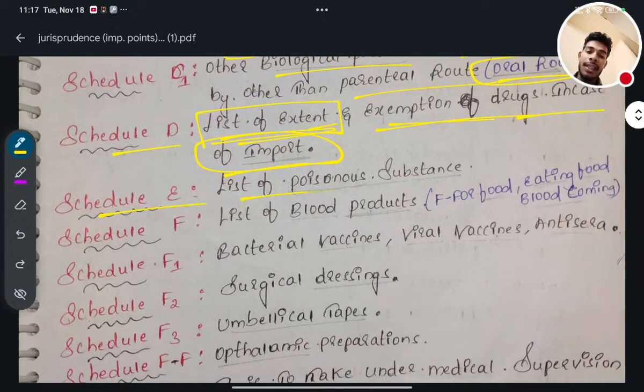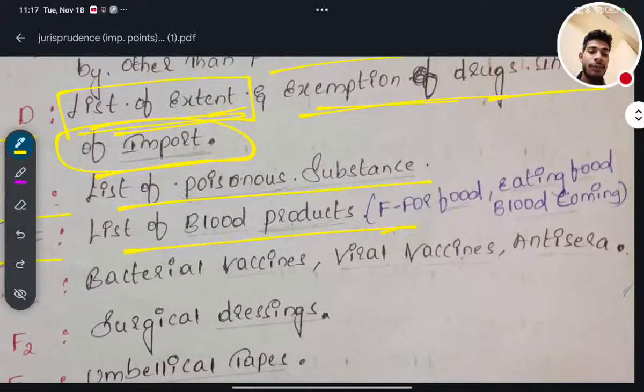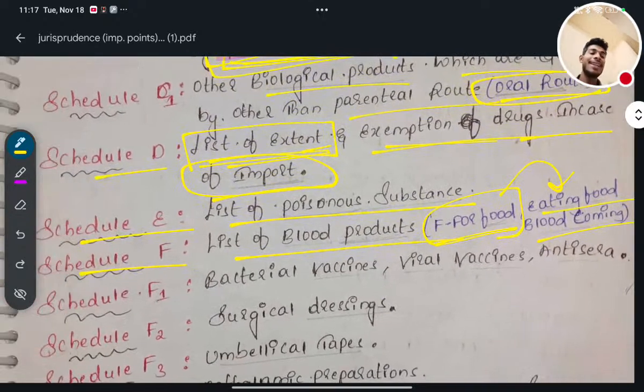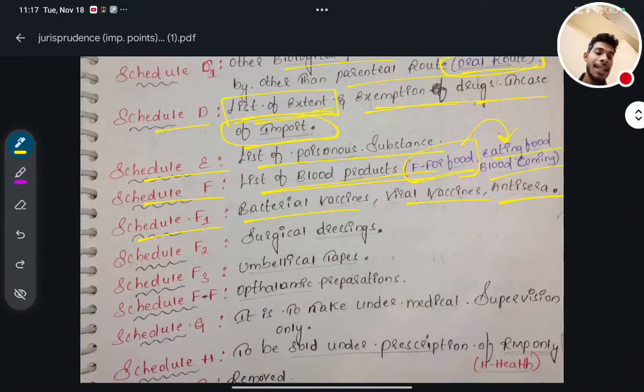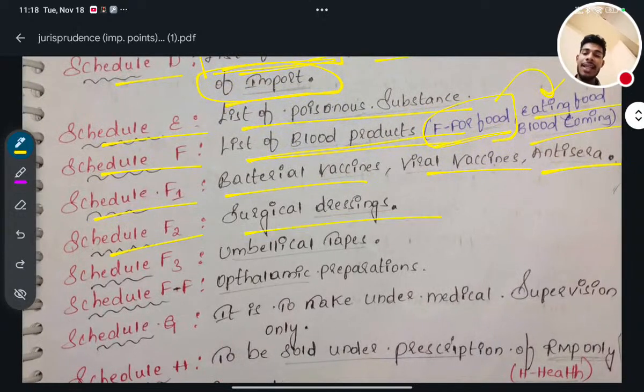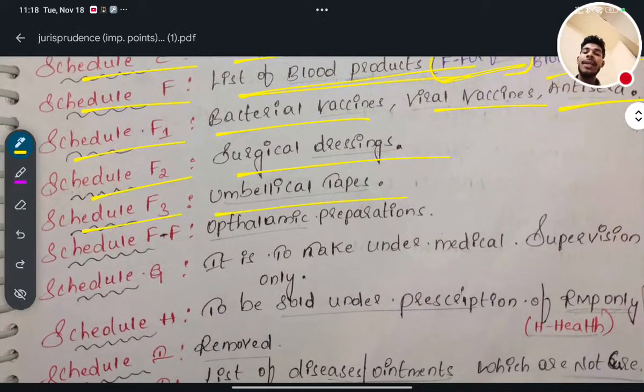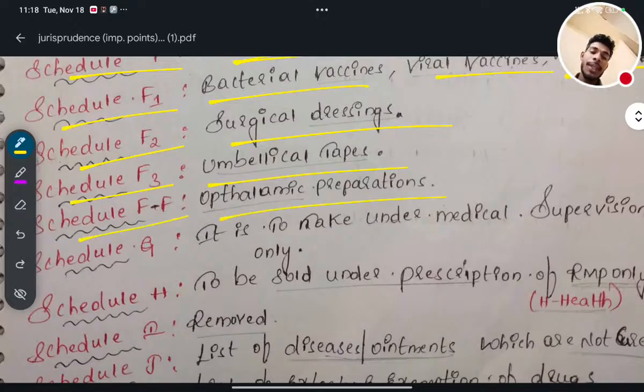Schedule E, list of poisonous substances. Schedule F, list of blood products. Okay, see, F for food, and if you eat food, what will happen? Blood will be produced in the body. So eating food, blood is coming. This is the trick to remember Schedule F. So Schedule F is list of blood products. Next, Schedule F1, bacterial vaccines, viral vaccines, and antisera. Schedule F2, surgical dressings. Schedule F3, umbilical tapes. Schedule FF, ophthalmic preparations. So you have to remember all these points.